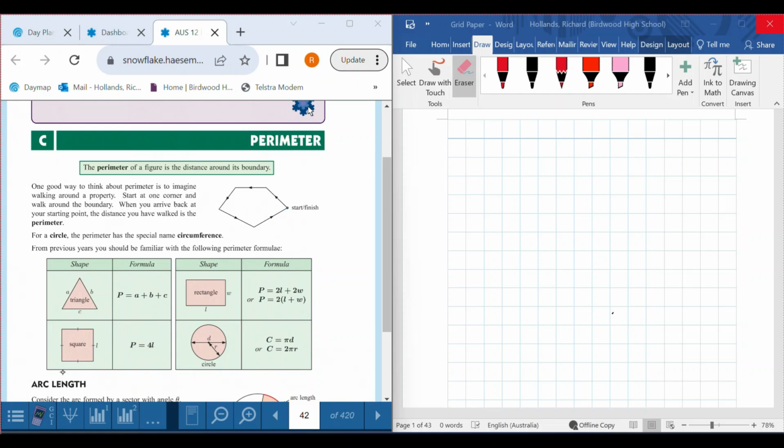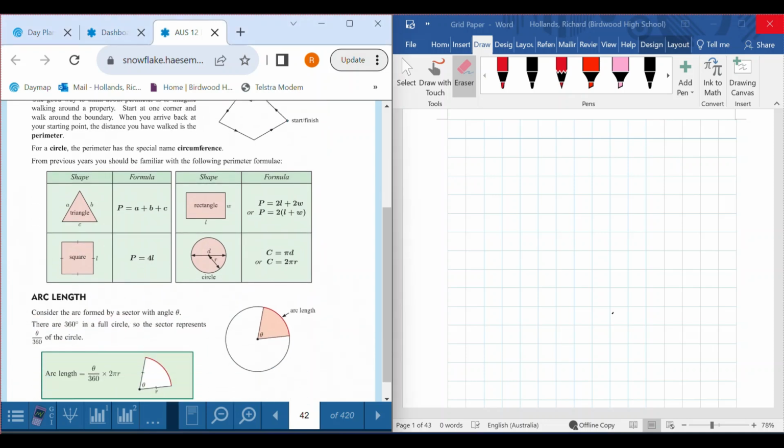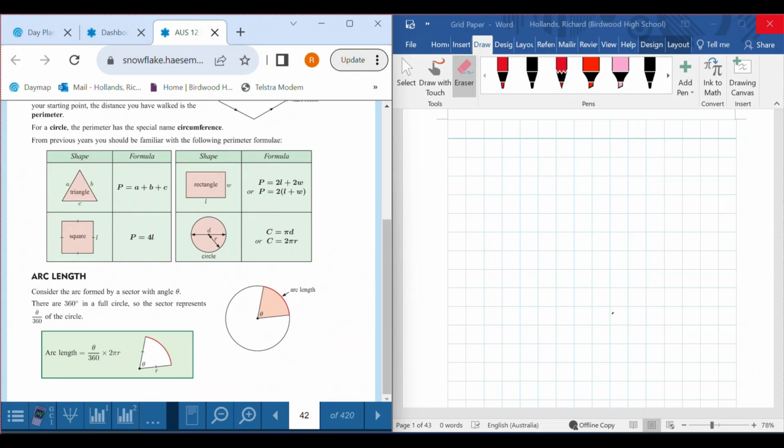I'll put these posters up in class about how you work out each shape's perimeter, but you can just add up all the sides. For example, for a square, say all these sides are 4, you can just go 4 plus 4 plus 4 plus 4, or you can go 4 times 4. It's up to you how you want to do it.